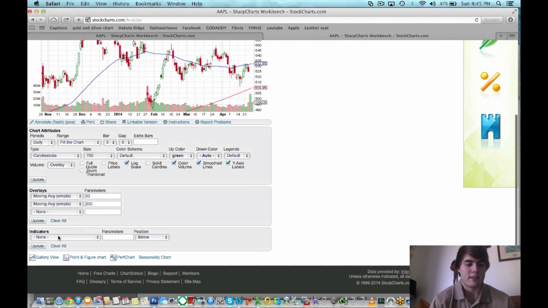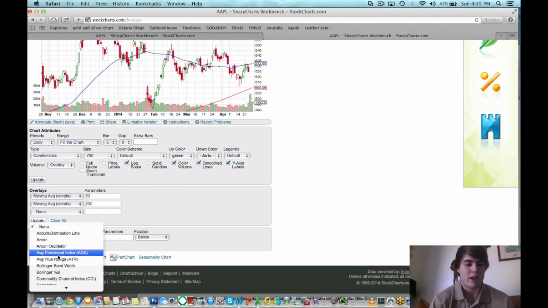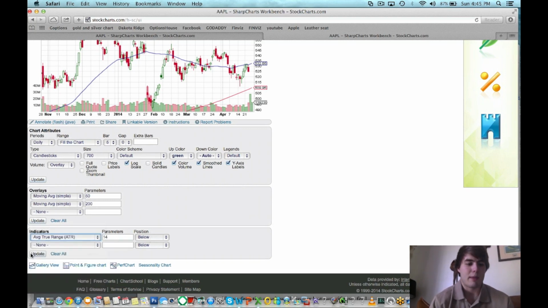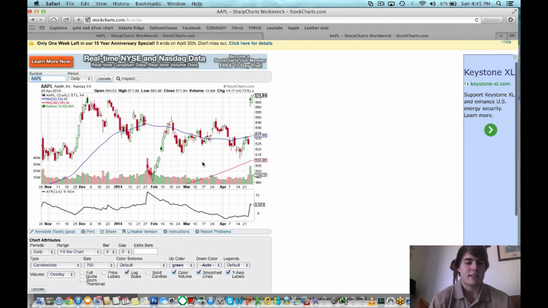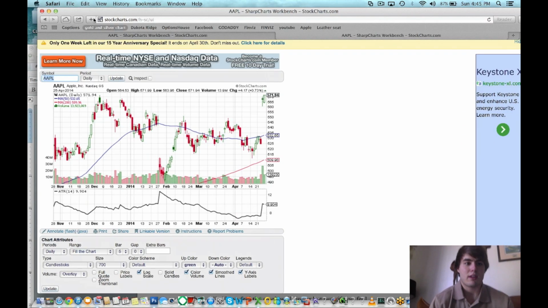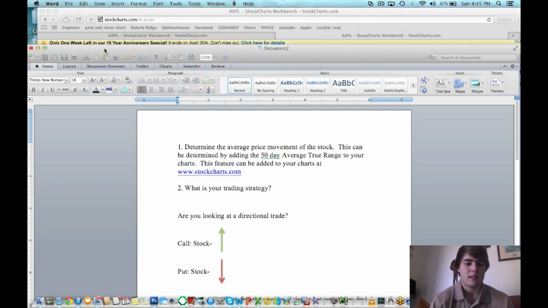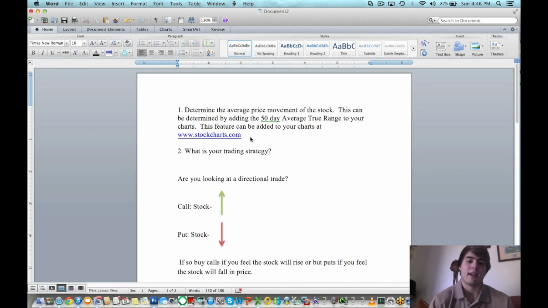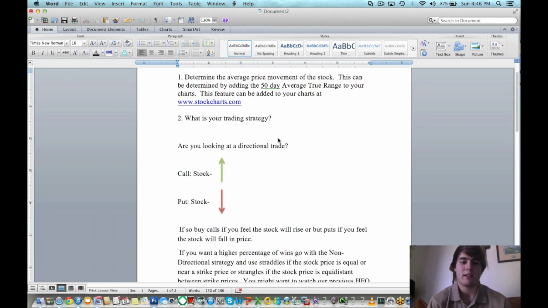And then you're going to add the average true range. And we usually like to do that below this chart. And that's how you're going to determine the range of the past. What is the average true range? It is the last 50 days. So that's definitely going to be something you need to take into account before you make a trade.